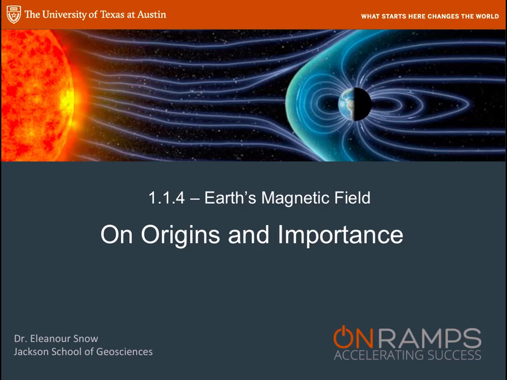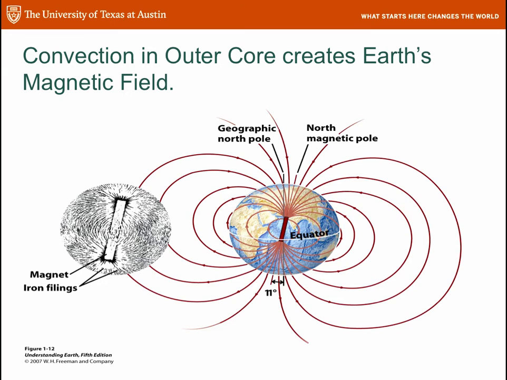Today's mini lecture is on the origins and the importance of the Earth's magnetic field. Now, the magnetic field is commonly depicted as a dipole, and you've heard that word before. You know that a dipole magnet means that there is one end that is positively attracting and the other end negatively. And it's a decent approximation of the Earth's magnetic field.